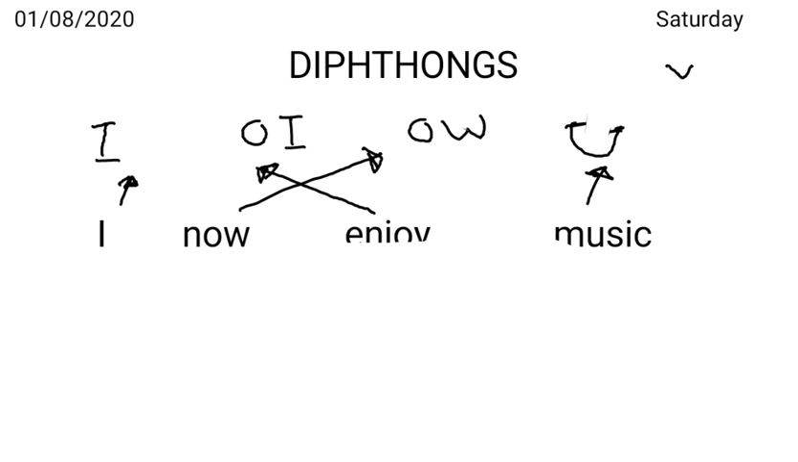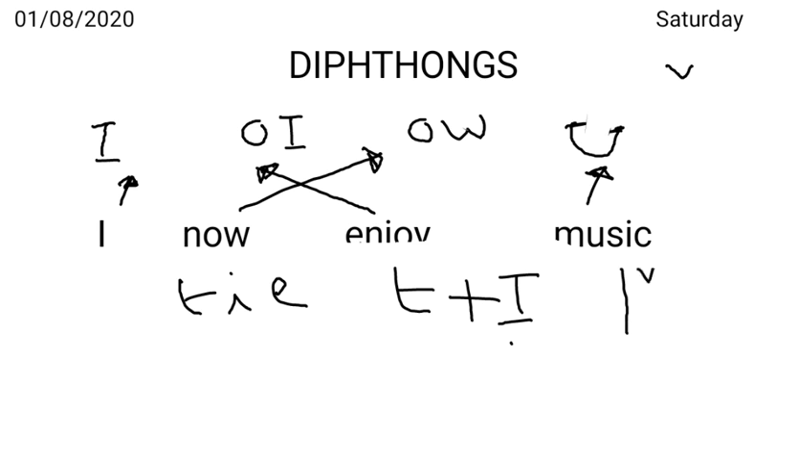Example: tie, T I E, T plus I. I is written at the first place. So this is a following vowel. It is coming after T. So this I diphthong sign is marked at first place at the following place for T. So this is written like this. As I is a first place vowel, it is written above the line.